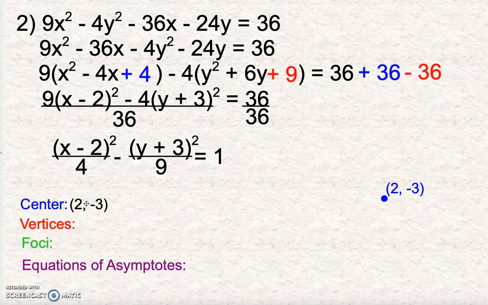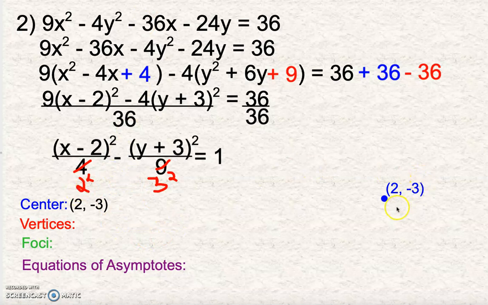And then let's go and figure out what we do from here. We want to draw our fundamental rectangle. So we notice that this a value right here is 2 because that's 2 squared. We know that this b value here is 3 because that's 3 squared.